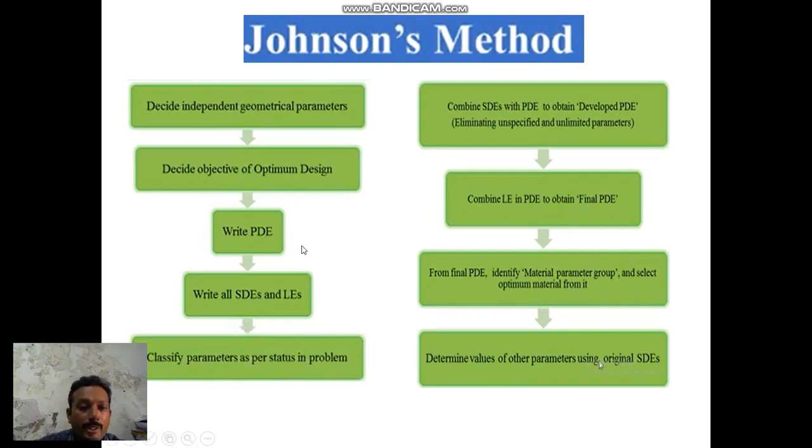We need to write the PDE. In the next step, write all subsidiary design equations and the limit equations. Classify the parameters as per the status in the problem. Then we need to combine all SDs with the PDE to develop the new PDE. Combine limit equations in the PDE to obtain the final PDE, and from the final PDE identify the material group and select the optimum material from it. Determine values of the parameters using the original SDs.